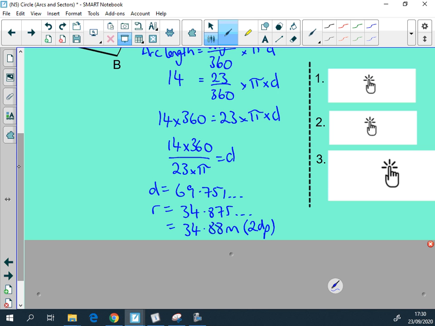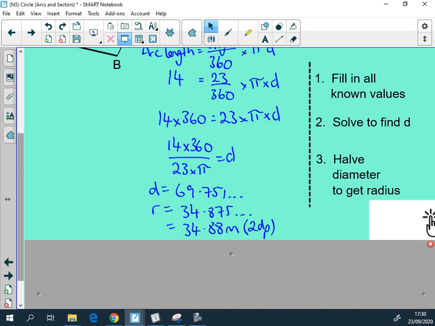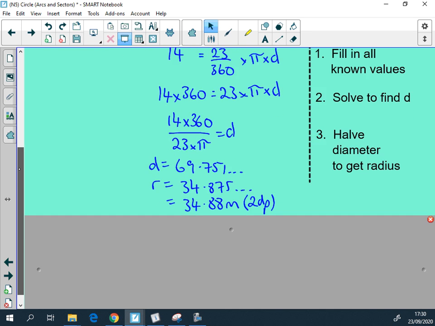So if you're getting a value of a diameter, keep it in your calculator. Okay, you don't need to write down all the digits, but keep it stored in your calculator, and then just go straight to divide by 2, and it'll do whatever your answer is. So in this case, 69.751, so on, divided by 2, and it will half it for you. That way you know your answer is accurate, and you're rounding at the end. So my steps there, again, I've stated that formula, I've filled in all the values that I know, I've solved to find what my diameter is, and then it's just that understanding that you're trying to find the radius here.